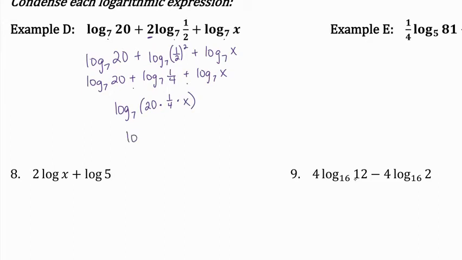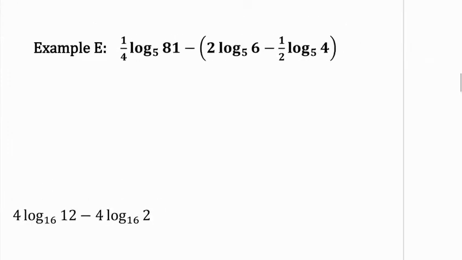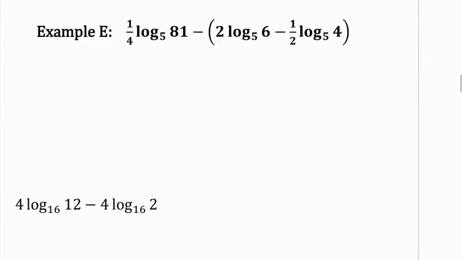Right? I'm going to multiply all the arguments as I was adding all the logarithms. Okay, so then if we multiply those 3 things, 20 times 1/4, that's like 20 divided by 4, so that's 5. And then my x can just stay x. So I get log base 7 of 5x. Okay, so we took our 3 logs and condensed it down to 1. All right, we'll do one more of these. This one's kind of a longer one with lots of steps.